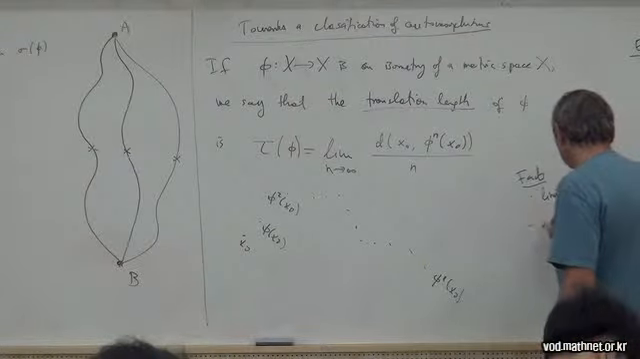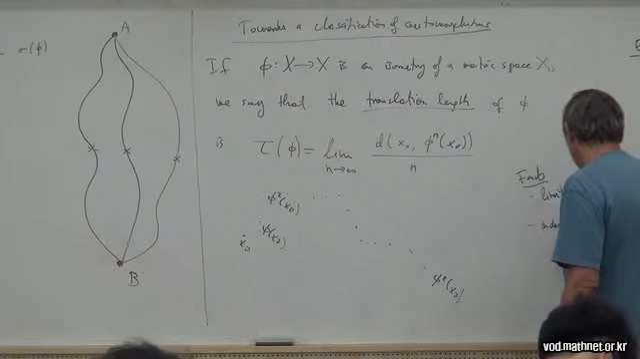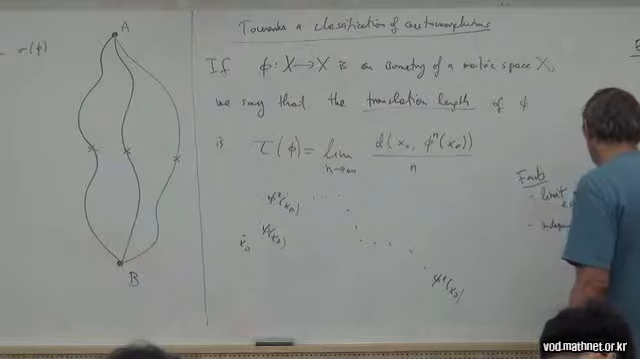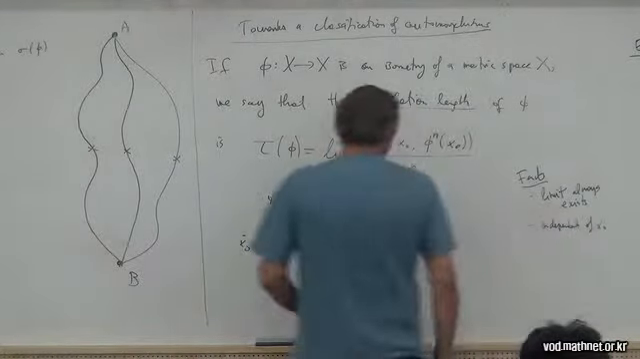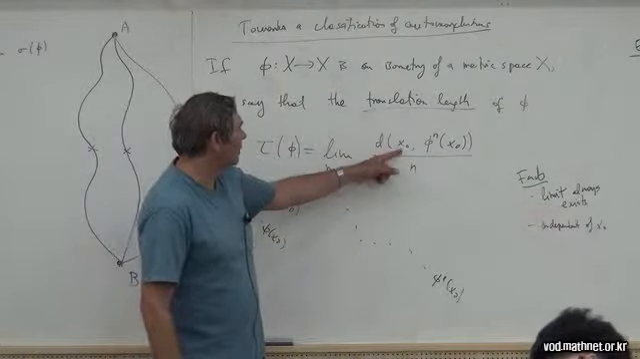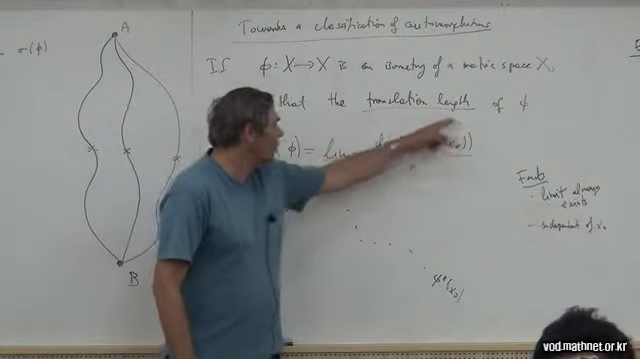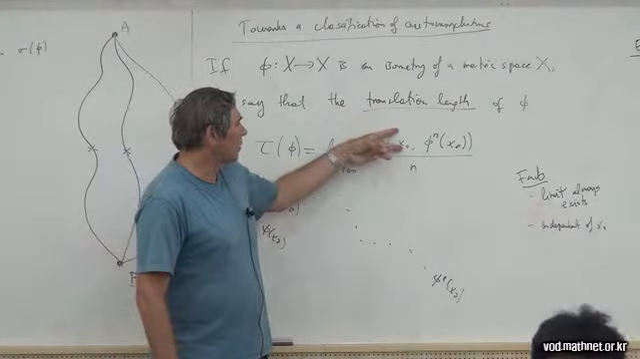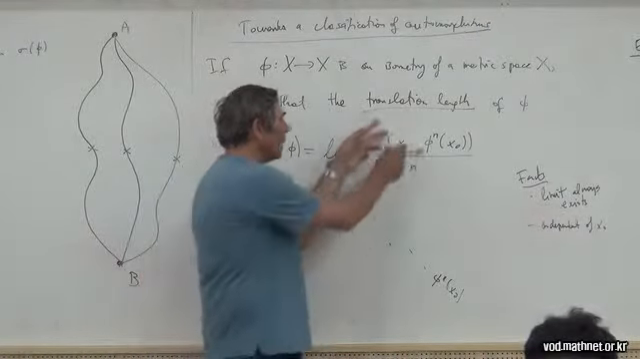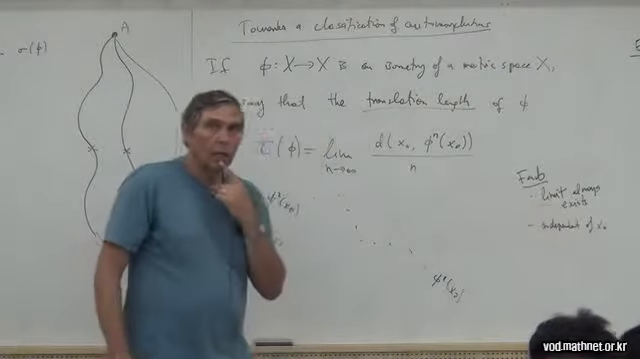And it is independent of the base point. The fact that it's independent of the base point is not very hard. If you replace x0 by some x1, then these numbers will change by a bounded amount, by maybe twice the distance between x0 and x1. And so by the time you divide by n, this will go away.